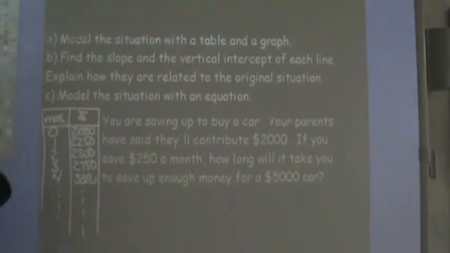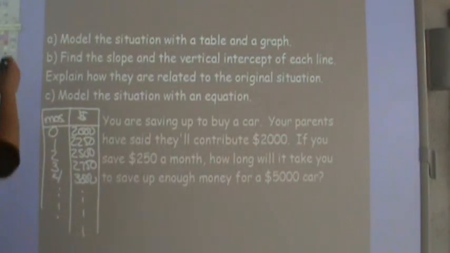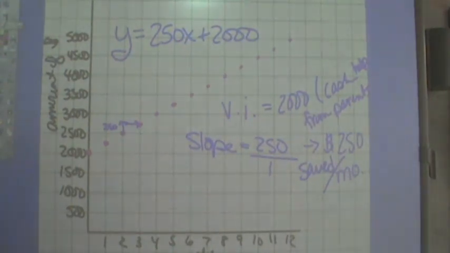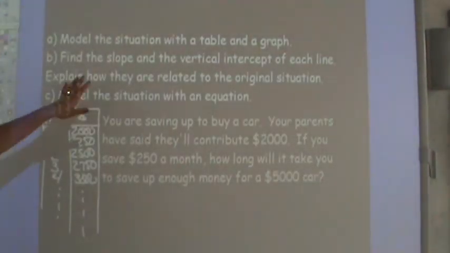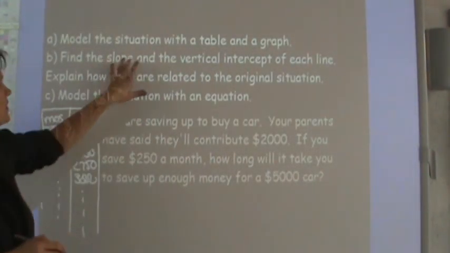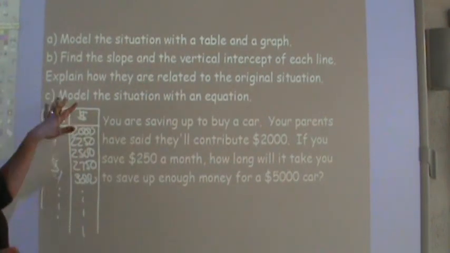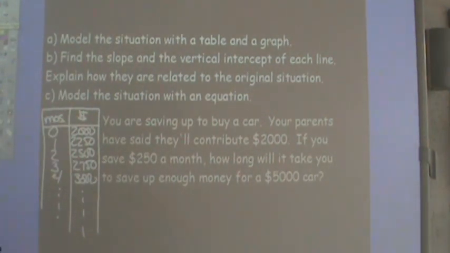Okay, and then that would be our 3 possibilities that we needed, okay? Because we did the table and the graph, we found the slope and the vertical intercept, explained how they're related, and then we modeled it with an equation. Okay.